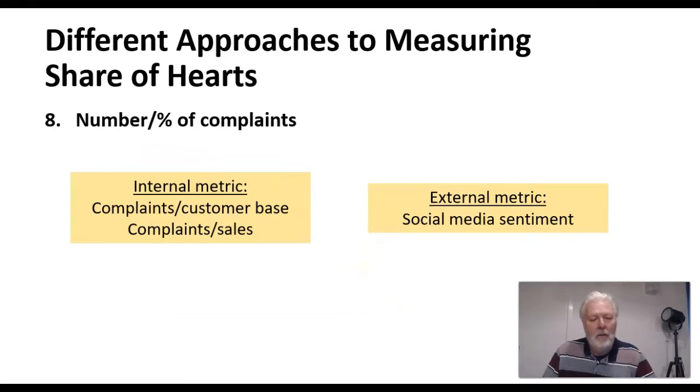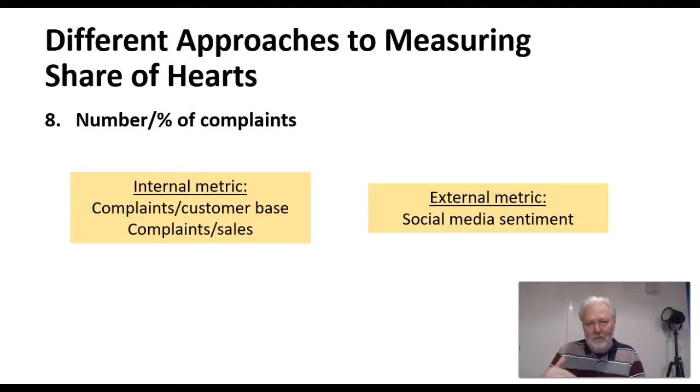Number 8 is some sort of sentiment or complaint measurement. There are two ways of doing it. If we have a company that captures complaints, either by email or some sort of online way, or maybe we're business to business and we get written complaints from customers, then internally we simply measure the percentage of complaints versus our number of customers, or complaints versus sales, and work out that 95% of sales went through fine and 5% had a complaint.